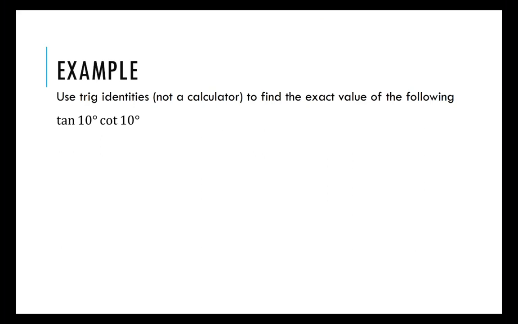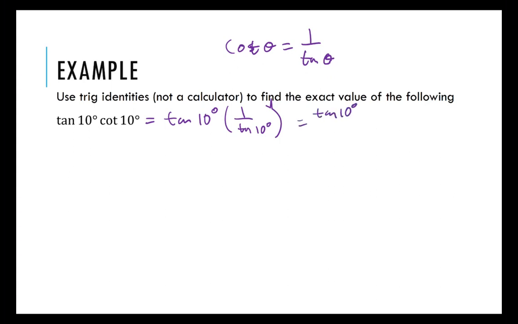If I have tangent of 10 degrees times cotangent of 10 degrees, this might be easier to see if we use the reciprocal identities. So, tangent of 10 degrees times, well, cotangent of 10 degrees is really the same thing as, remember, if I have cotangent of theta, that's the same thing as 1 over tangent of theta. And so this is the same thing as 1 over tangent of 10 degrees. Well, tangent of 10 degrees times 1 over tangent of 10 degrees is tangent of 10 degrees divided by tangent of 10 degrees, and that's 1. And so that's the exact value.